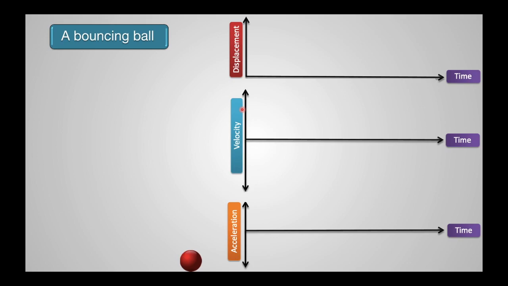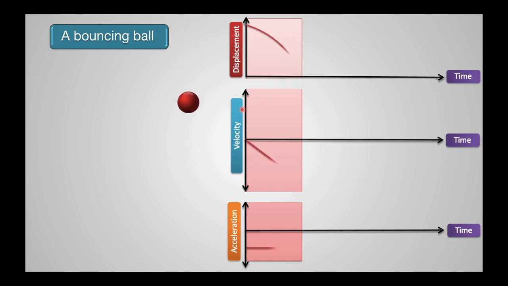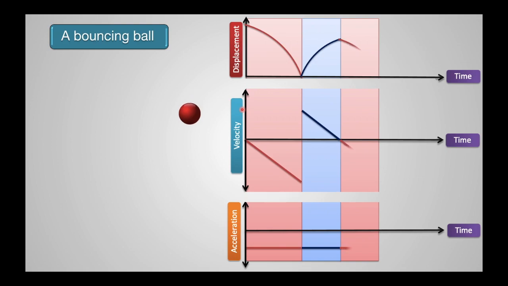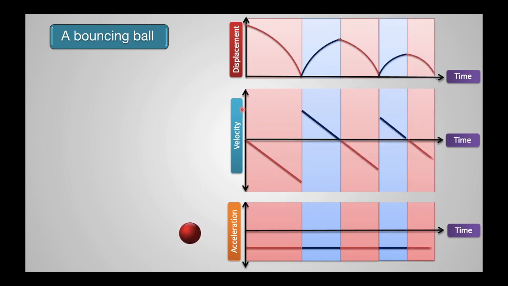Let's combine the two previous examples together in a single graph. I'm going to plot all the graphs together. Later I'll explain one by one. As you drop the ball, these are the graphs. When it goes up, these are the graphs. So this is the graph for a continuously bouncing ball.